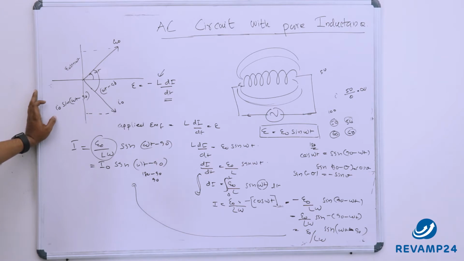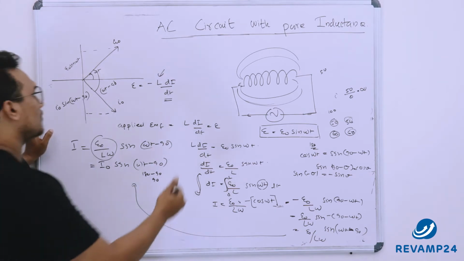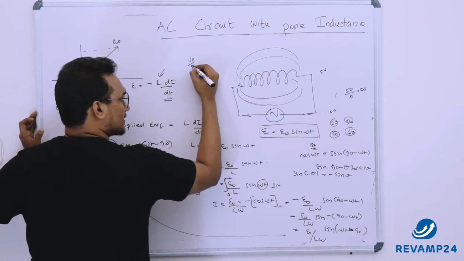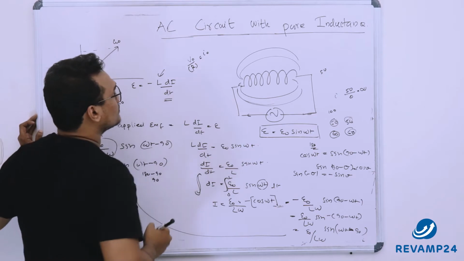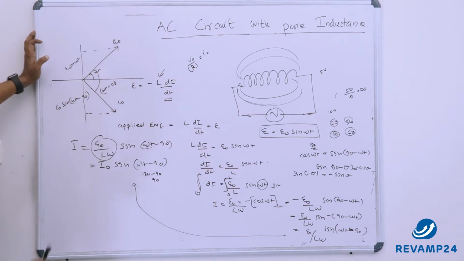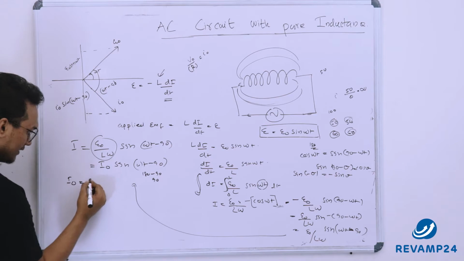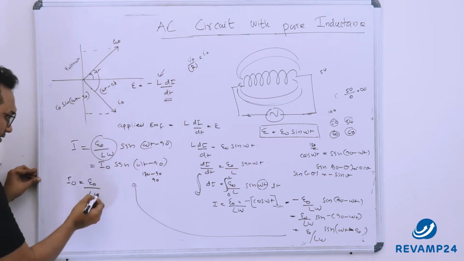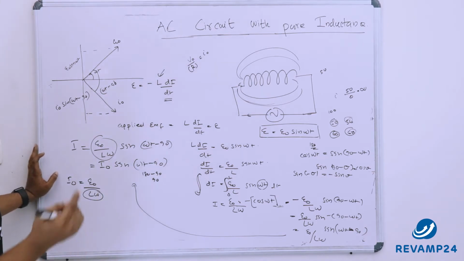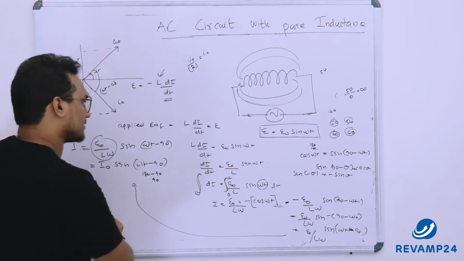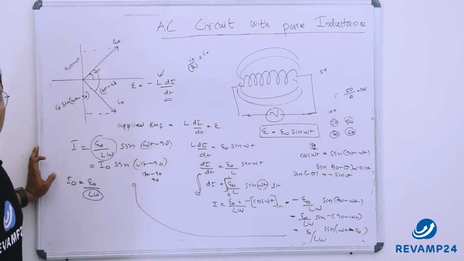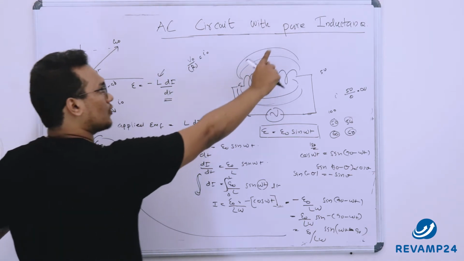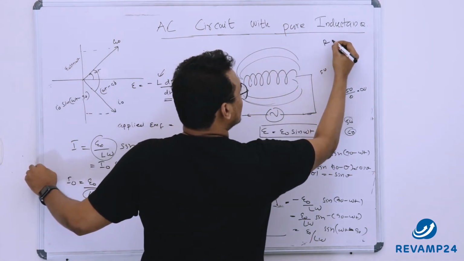Now a very important thing: we know that V0 divided by resistance is equal to I0, right? Now here I0 is equal to E0 divided by L omega. Compare these two equations. Instead of resistance we have L omega, but can I call it resistance here? No, because resistance happens in a resistor. Here I have told you pure inductance, which means its resistance is 0.